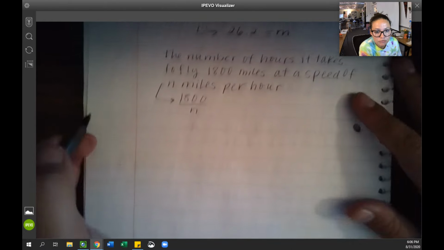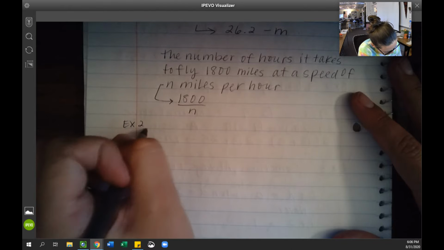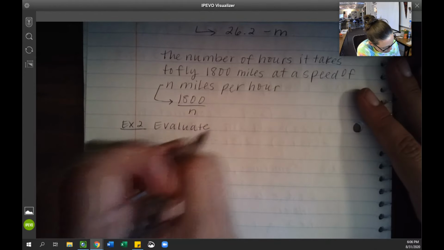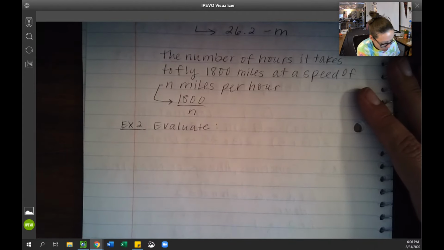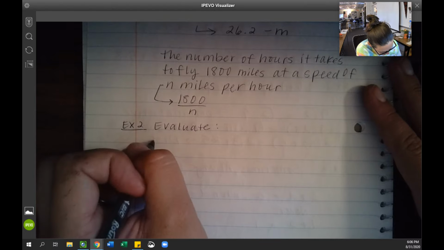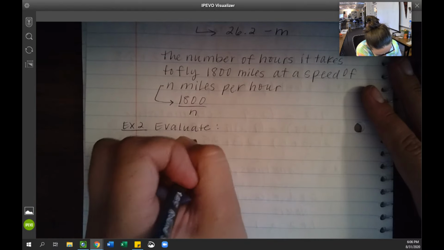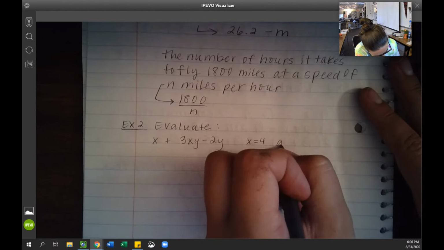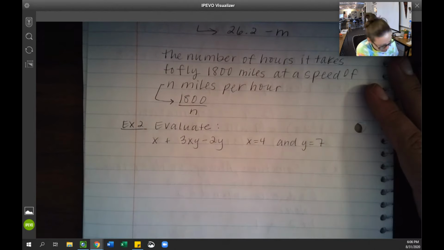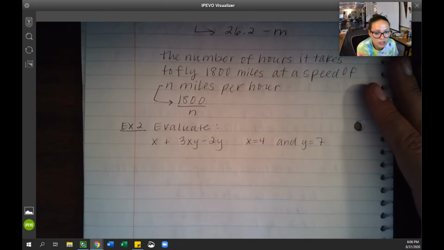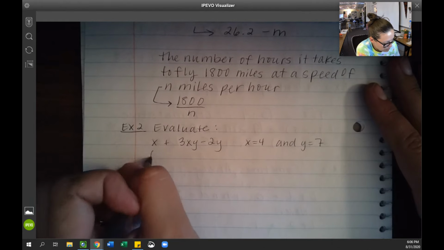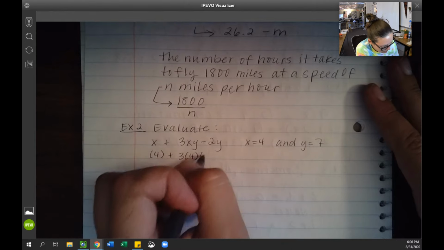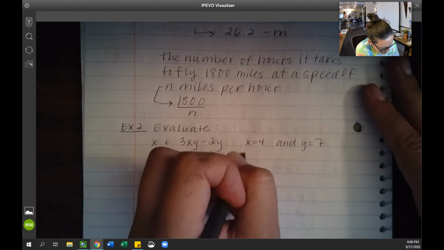All right, example 2. Evaluate. So this is a little bit of what we've done already together. So let's say I have x plus 3xy minus 2y, and we have x equals 4 and y equals 7. So I'm going to replace every x with a 4 and every y with a 7. Just like that.